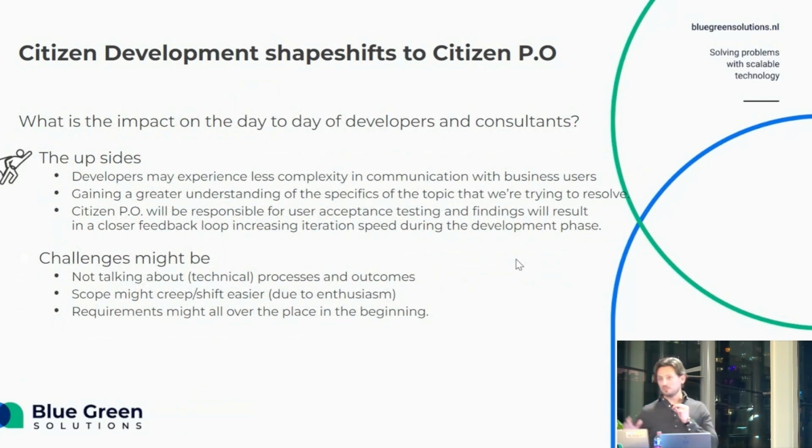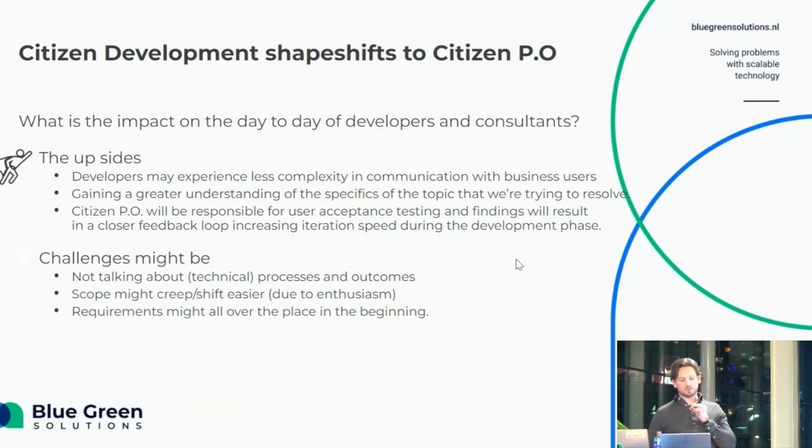But what is the impact on the day-to-day of the developers? Well, developers may experience less complexity in the communication because they're working with this PO who knows what it's for, and they're at the same desk. And there's less communication with business owners because he's next to you. You're gaining a greater understanding, of course, about the specifics of the topics and why it's important and what you're actually trying to resolve. And the citizen PO, who has buy-in in the business unit, is responsible as well for acceptance testing. So it speeds up a lot of things. It cuts a lot of corners. So you're not going to cut the corner of everybody can build an application. You're going to cut the corner with information, and you're going to improve iterations.